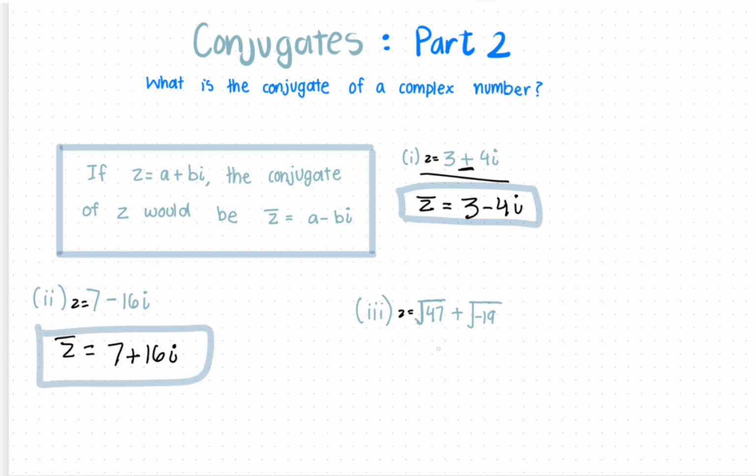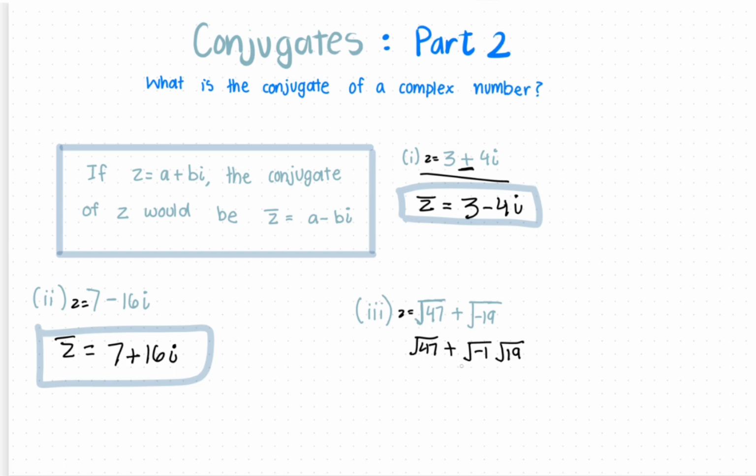Now, this one might have been a little bit tricky, but nonetheless, it's still the same, except this time I want you to have i in the answer. So how do we approach that? Well, this square root 47, we can't simplify that, so let's just write square root 47. We can split this square root negative 19 into square root negative 1 times square root 19, because you just multiply whatever's in the square root, and negative 1 times 19 is negative 19.